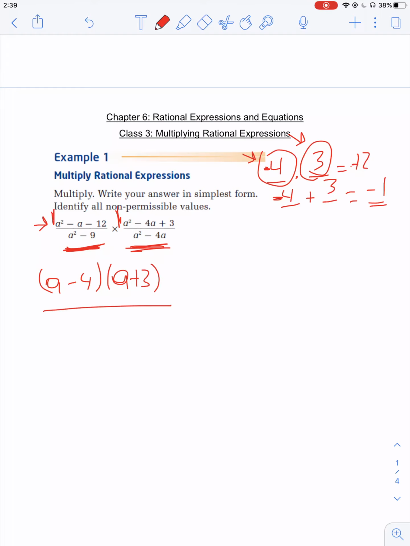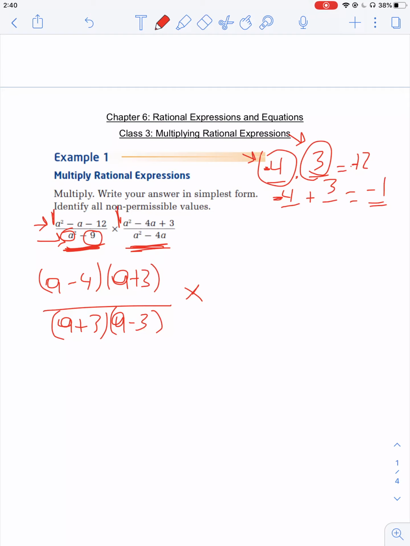And then the denominator is easy to factor because when you have two terms separated by a minus sign and both of them are square numbers, it has to be a difference of squares, right? So you take the square root of the first term. The square root of a squared is just a, plus the square root of the second term, which is 3. And then you rewrite that with a minus sign, okay? And then multiplication, right? Multiplication.